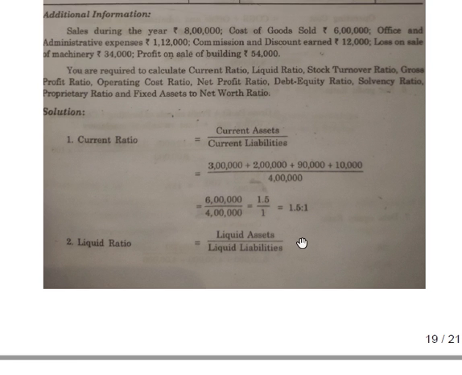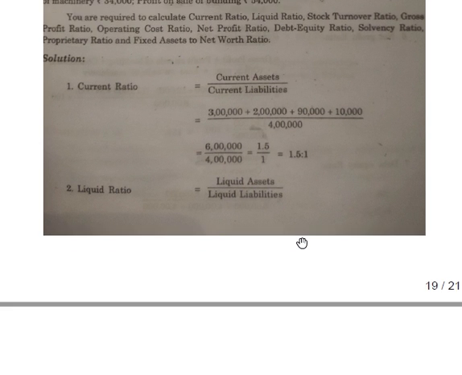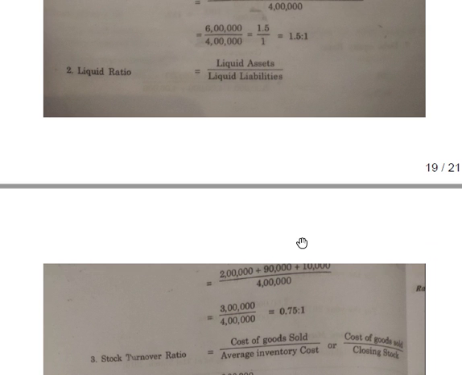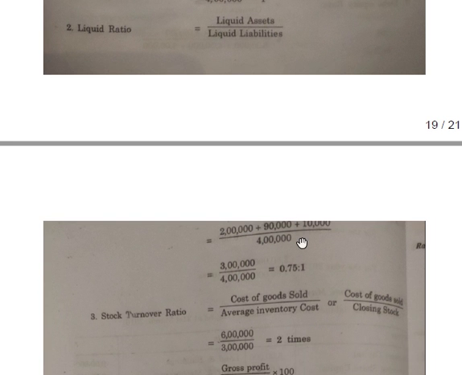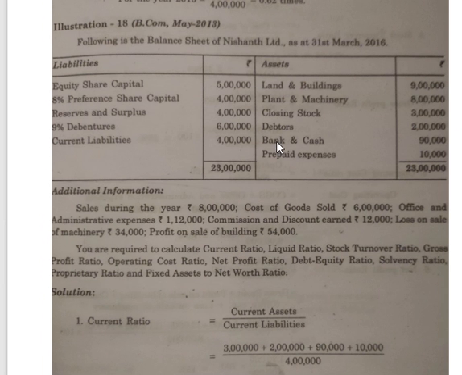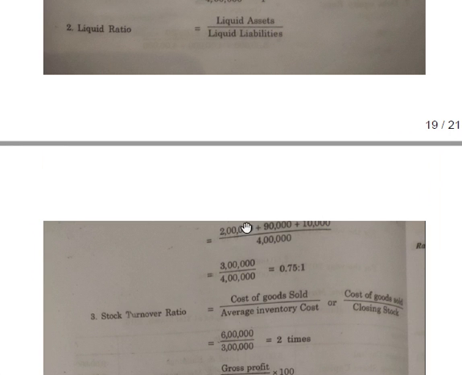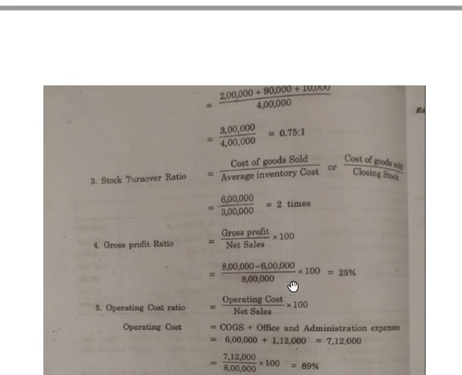Next they have told us to calculate liquid ratio. The formula is liquid assets divided by liquid liability. In liquid assets you will not include the closing stock, which is 3 lakhs. The other liquid assets that you have in the question are debtors, bank and cash and prepaid expenses. So 2 lakhs plus 90,000 plus 10,000, divided by the current liability, which is 4 lakhs. So your ratio is 3 lakhs by 4 lakhs, which is equal to 0.75 is to 1.